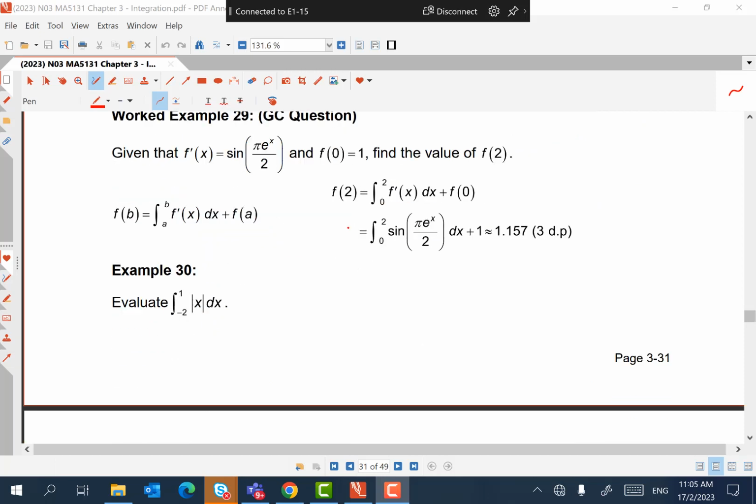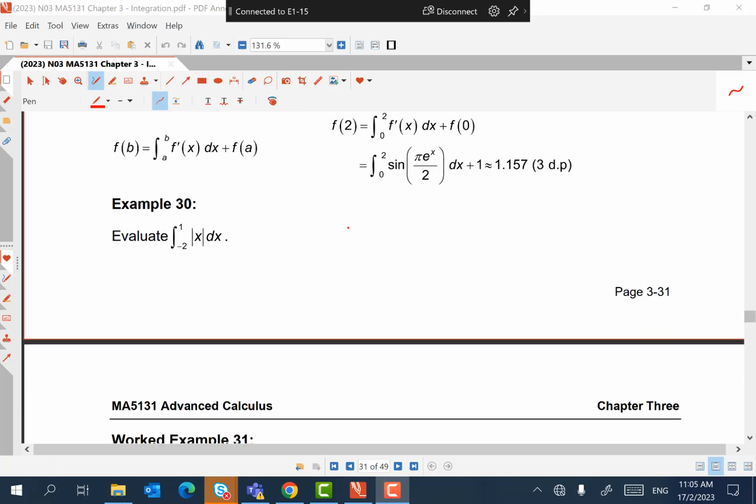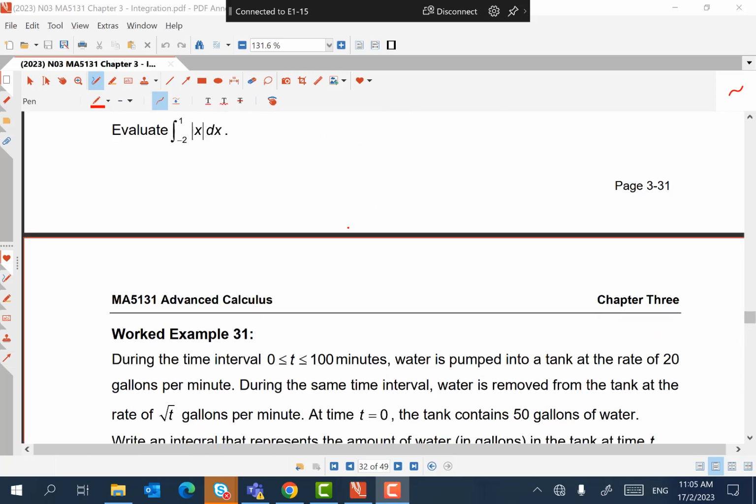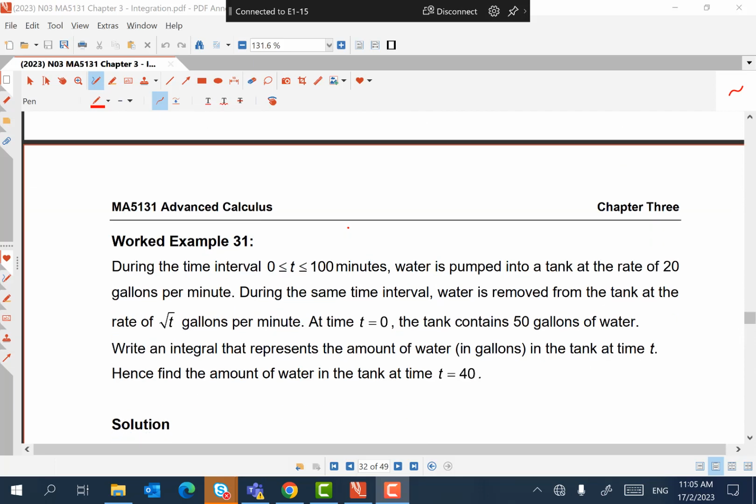Yesterday I went around the room to look at your example 30, and I'm quite impressed that most of you can do it, which is good. Which means you learn well. We have another question in example 30.